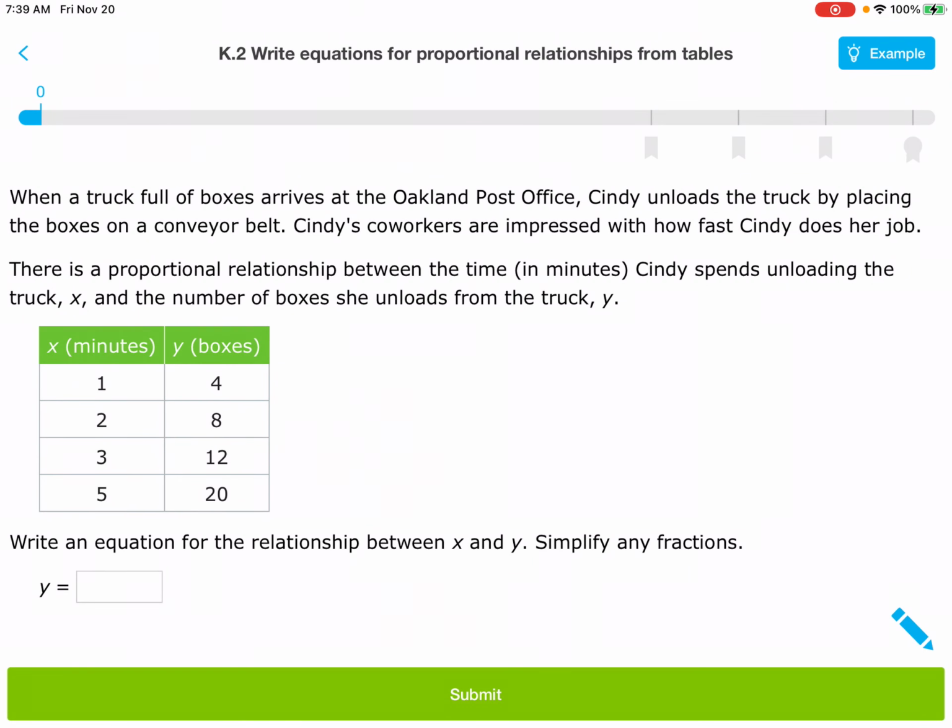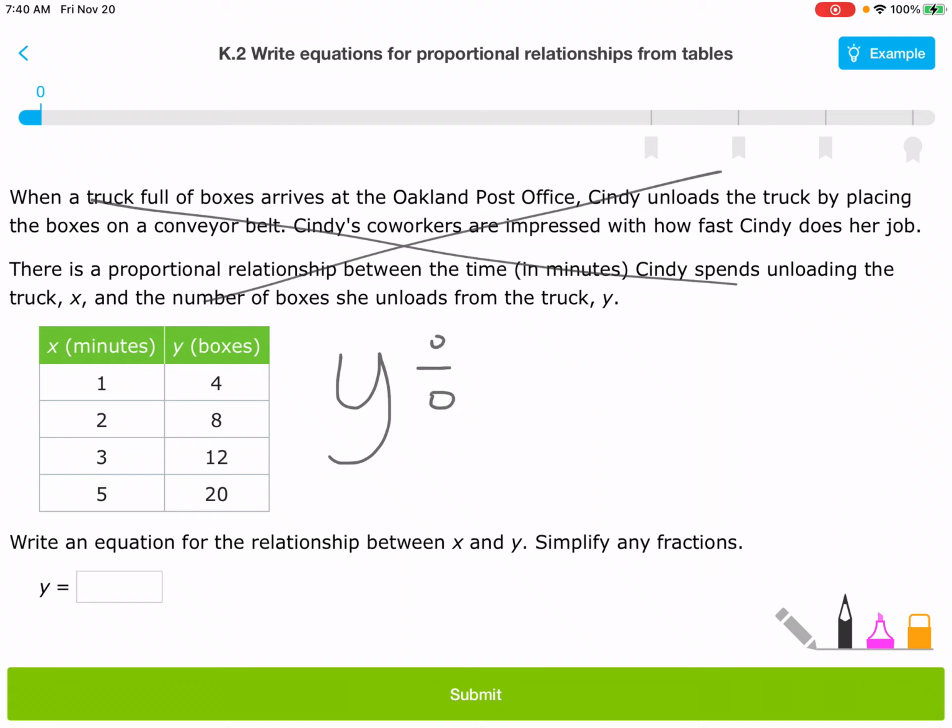All right, we're here with IXL K2, writing equations for proportional relationships from tables. And I'm going to show you a super easy way to write these equations. I'm not even going to pay attention to what they have written up here at the top. I'm going to go right to my table because I know that if I take the y value in the table and divide it by the x value, that will give me my constant rate. That'll give me my multiplier.